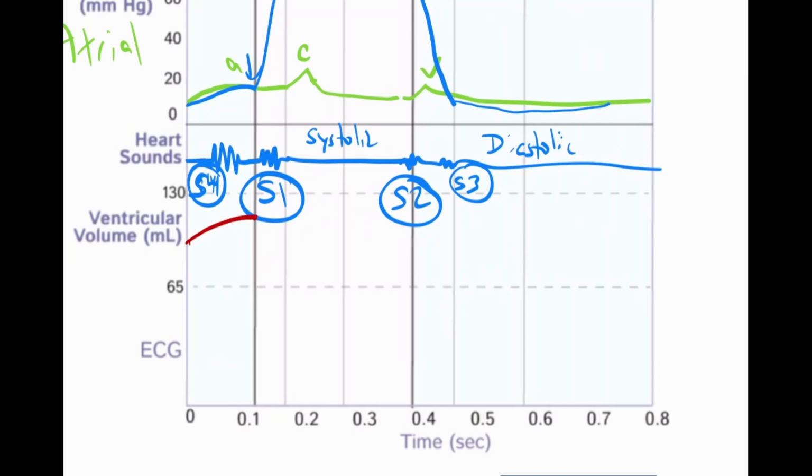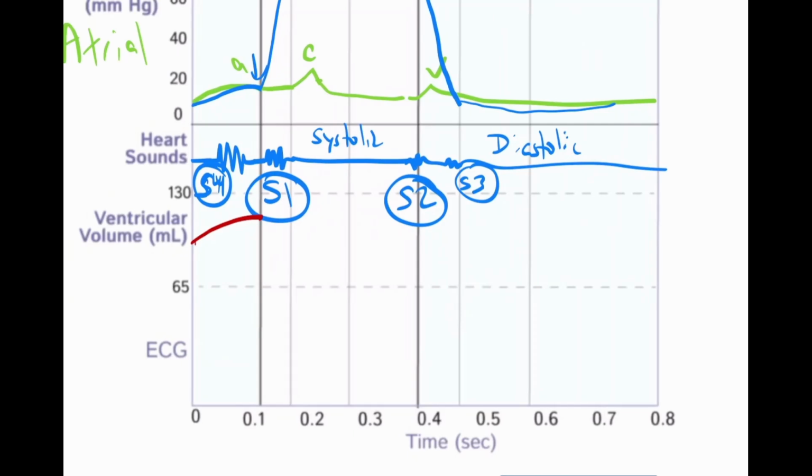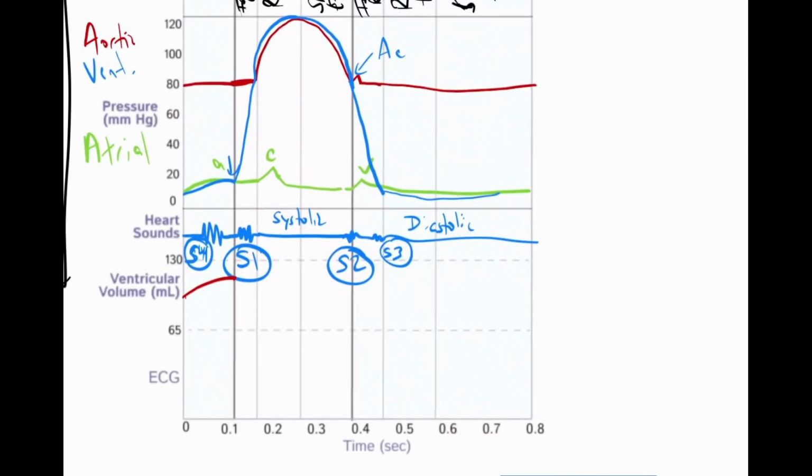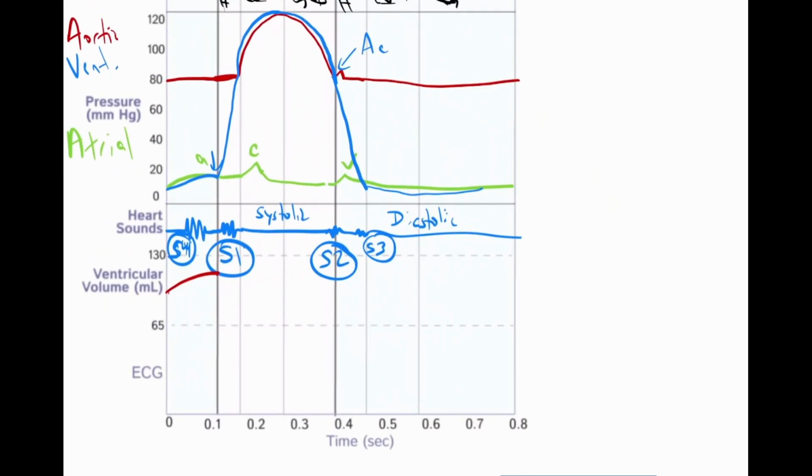Okay, what happens in the next phase? Should the line move at all or go up and down? Should it be stable or up and down? What's the next thing that's going to happen? Isovolumic relaxation. Is there going to be any changes in volume? No, so it stays the same. Now, what's the next thing that's going to happen? We had isovolumic contraction. What's next? Ejection. So if the blood's leaving the heart, what's going to happen to your ventricular volume? Decreases, and it's going to go down till it hits that line.